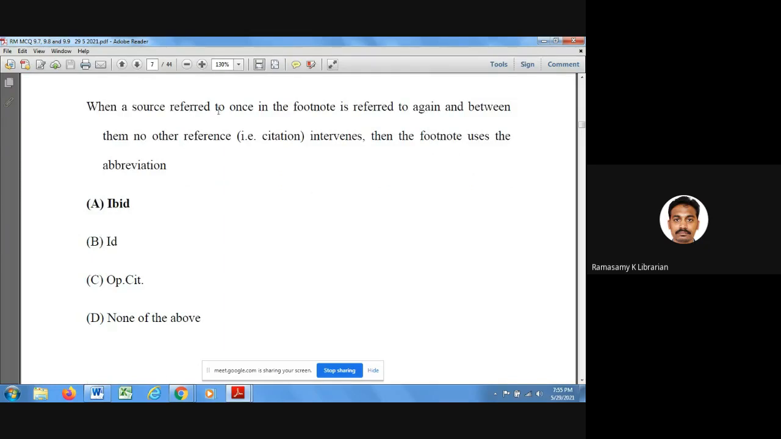When a source referred to once in a footnote is referred to again, and between them no other reference intervenes, then the footnote uses the abbreviation Ibid. I told you, the same reference you're using once again without any gap in between, you can make use of Ibid.